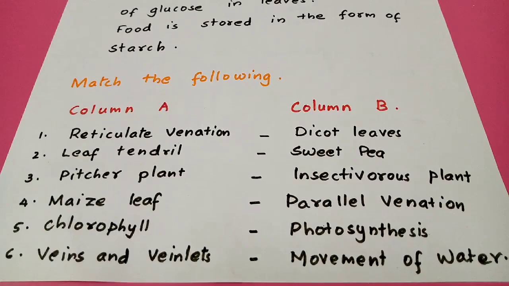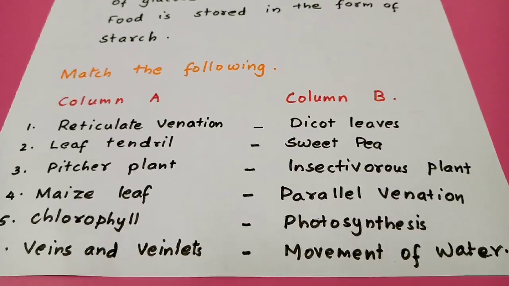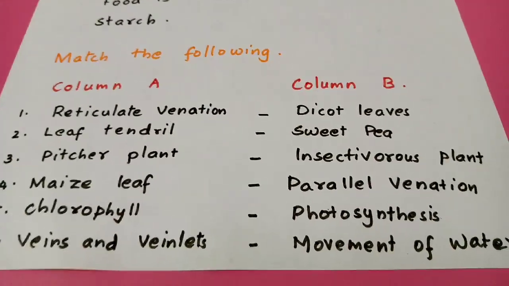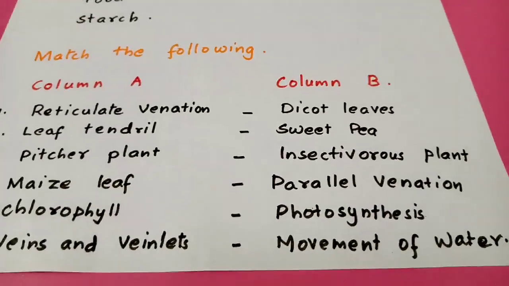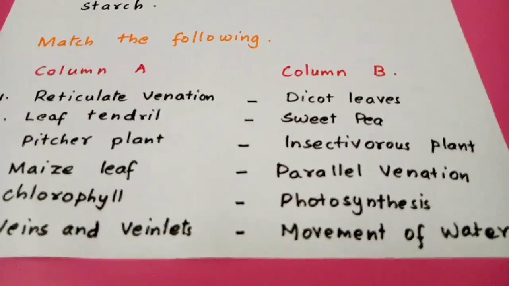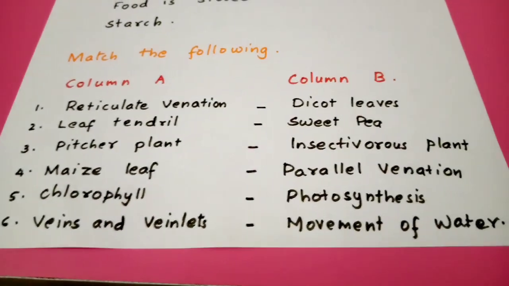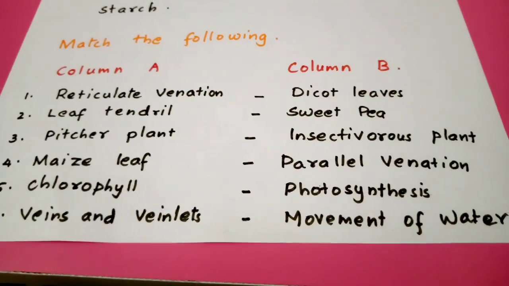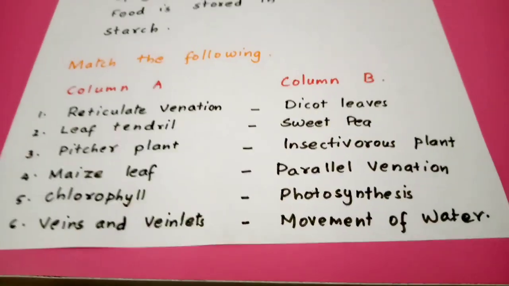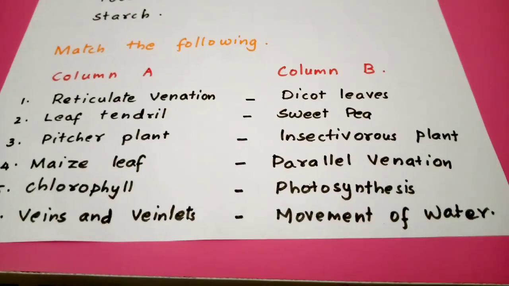Match the columns. In this I wrote the answers directly, but in your textbook, first question, reticulate venation, the answer is dicot leaf. Leaf tendril, the answer is sweet pea. Pitcher plant is an insectivorous plant. Maize leaf is a monocot leaf. Parallel venation and chlorophyll, photosynthesis, veins and veinlets, movement of water. These are the answers.